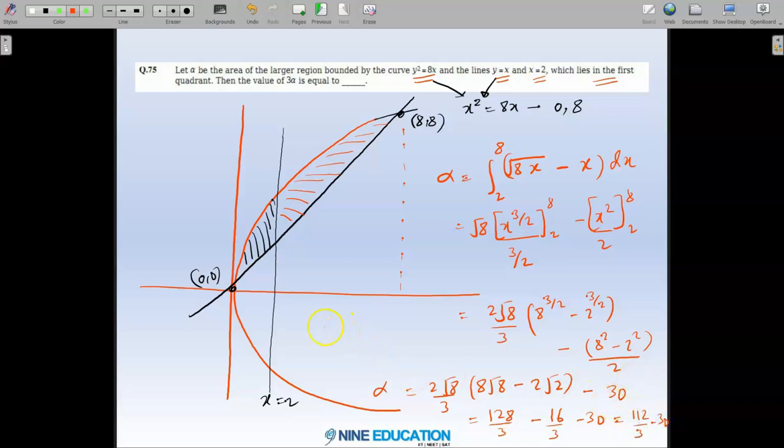So they are asking for 3 alpha. So 3 alpha will be 112 minus 90. If you multiply by 3 in the final equation that we have got here, we'll be getting 112 minus 90, which is basically 22. So 22 is the right answer for this question.